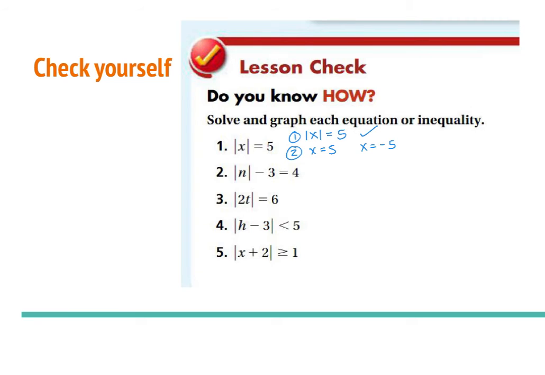Remember, when you're writing a positive and negative solution for an equation, right, where it's equal to, not an inequality, you don't have to change anything, right? You're just going to write x equals positive 5, x equals negative 5.